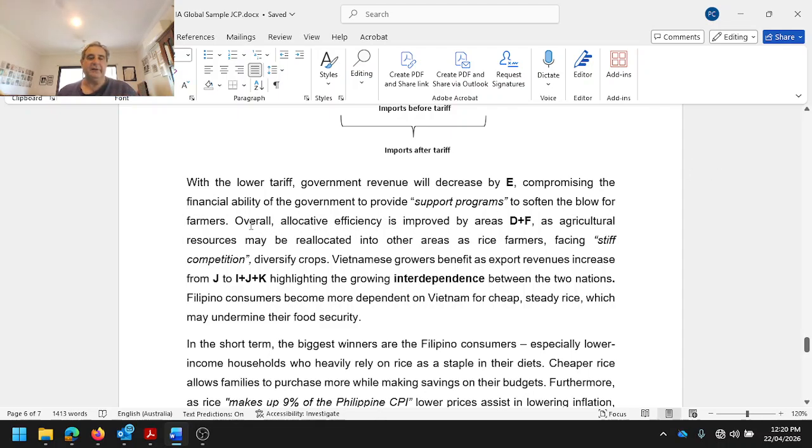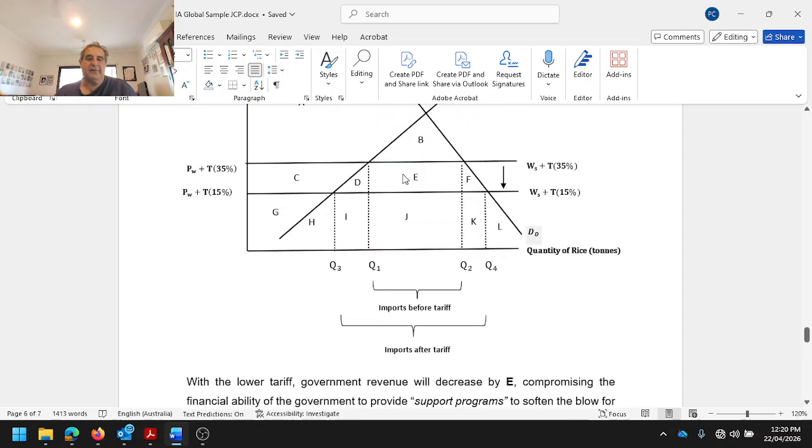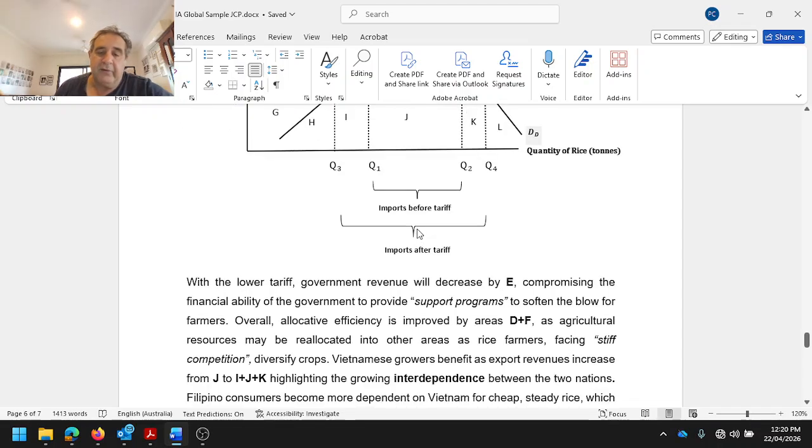And then there's the pointing towards allocative efficiency. Generally speaking, when you reduce protectionism in the short term, you improve overall efficiency. In this case, it's indicated by the diagram's DNF, the triangles DNF. So your little deadweight loss triangles now go towards the increase in consumer surplus. So it's a good thing there.